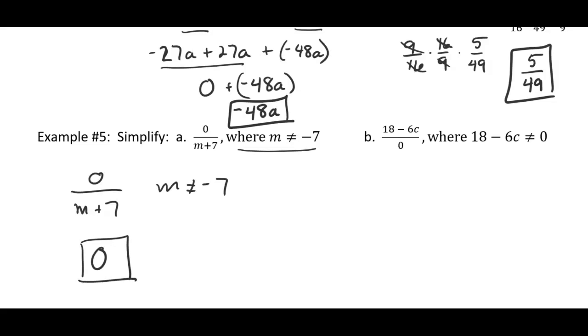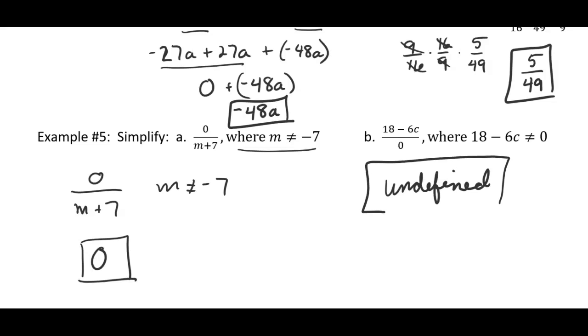Okay, similarly, a little bit different: (18 minus 6c) over 0. Well, this is going to be undefined. But again, they put in that clause that the numerator can't be 0, because you'd have 0 over 0, and that's what you're going to talk about when you take calculus. So, okay.